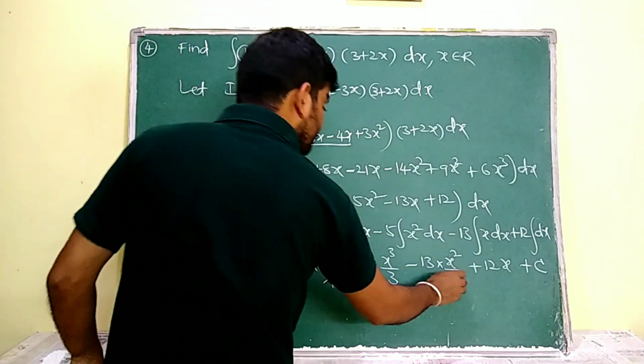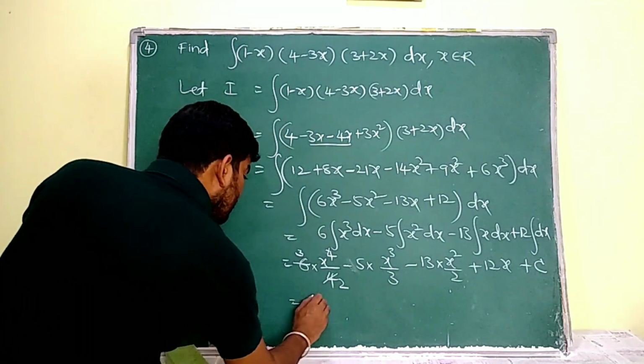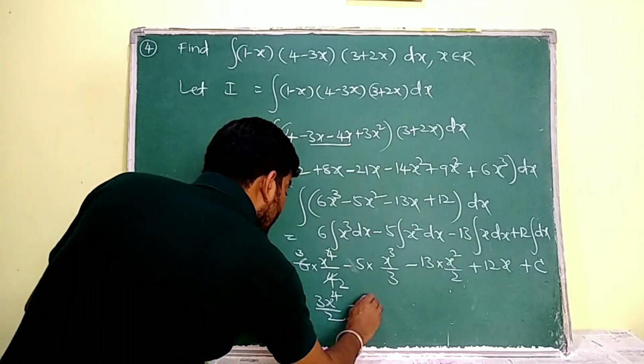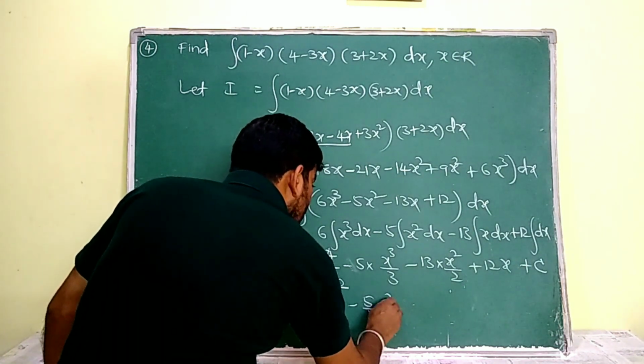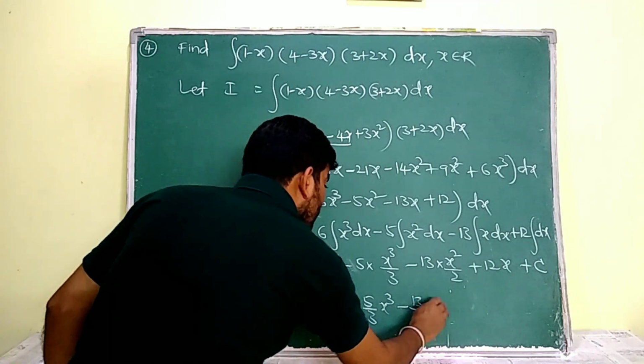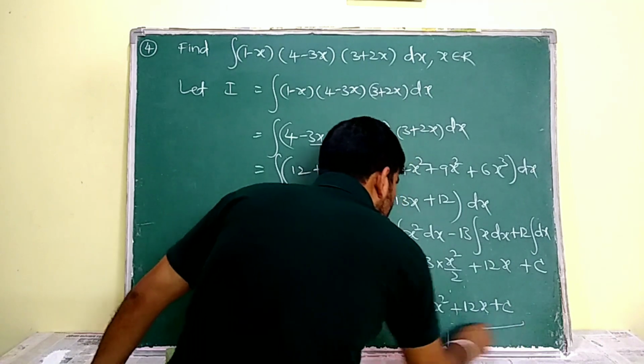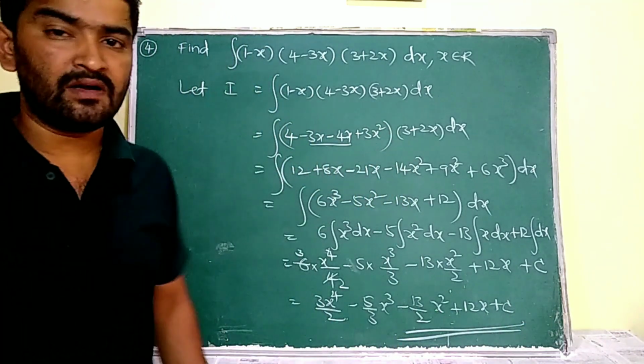So see, here 3x power of 4 by 2 minus 5 by 3 into x cube minus 13 by 2 into x square plus 12x plus c. Okay? This is our answer.